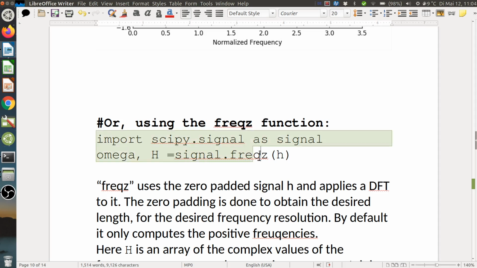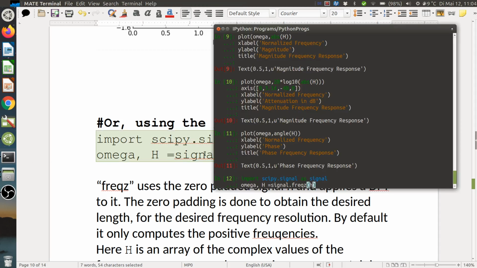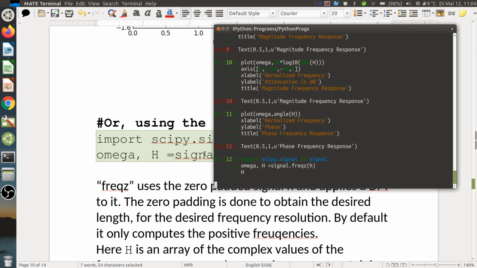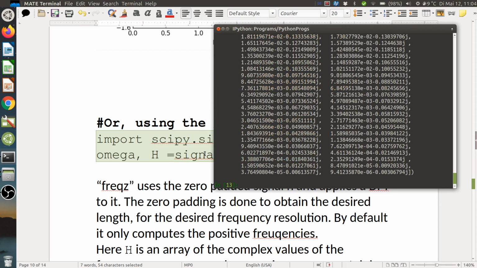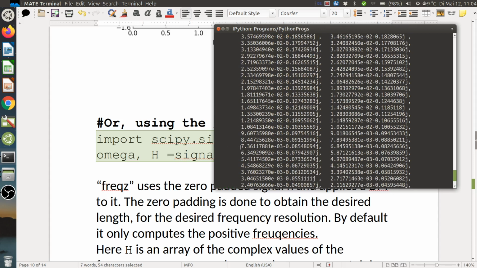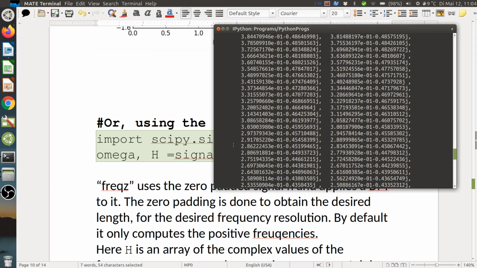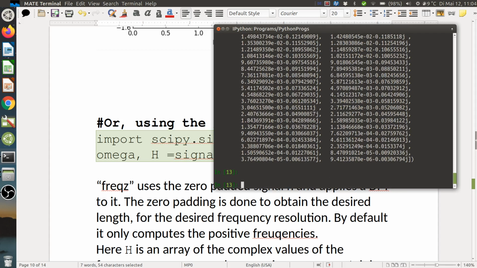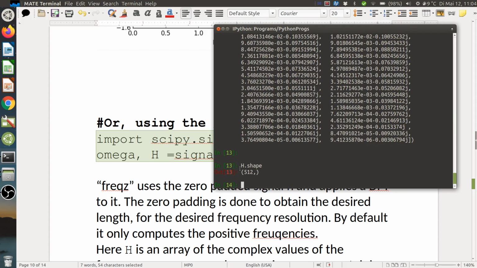Yeah, and then let me try it. Copy and paste. So here we have H. Yeah, here we have H. So here you can see it's again complex valued, but it looks longer. Let's see. H dot shape. Let's see how many entries we have. Yeah, so instead of just 100, we now have 512 samples. So freqz by default computes 512 samples between 0 and pi.